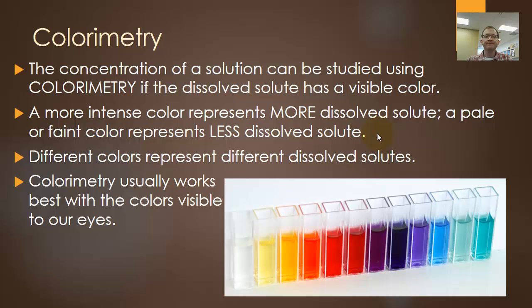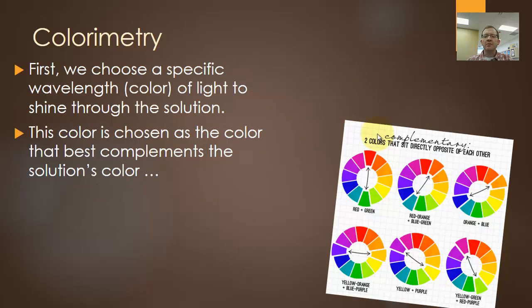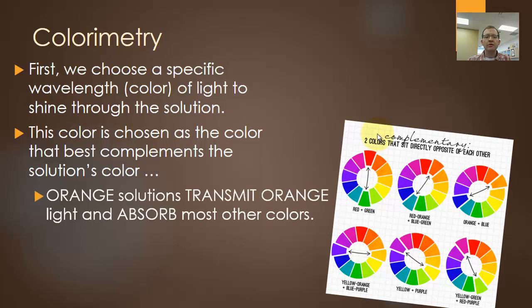and then use that graph to make estimations about things we haven't identified yet, looking at our unknowns, for example. So in colorimetry, what we need to do is choose a color that complements the solution's visible color. So the color that we choose, again, is kind of across the color wheel from what we're trying to analyze. So if we're trying to, for example, take an orange solution and analyze it, orange solutions look orange because the orange light is getting through them and coming to our eyes. So we wouldn't use orange light to study an orange solution, otherwise it just goes right through.